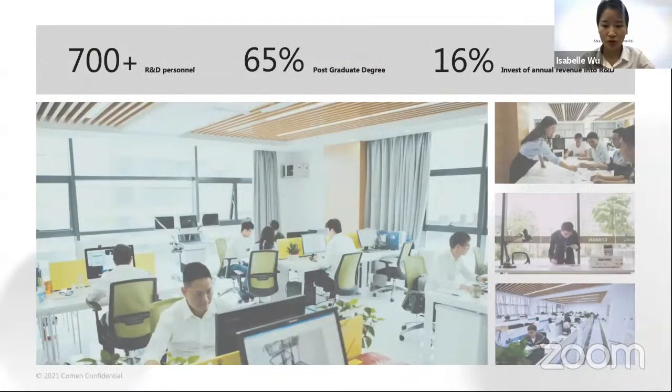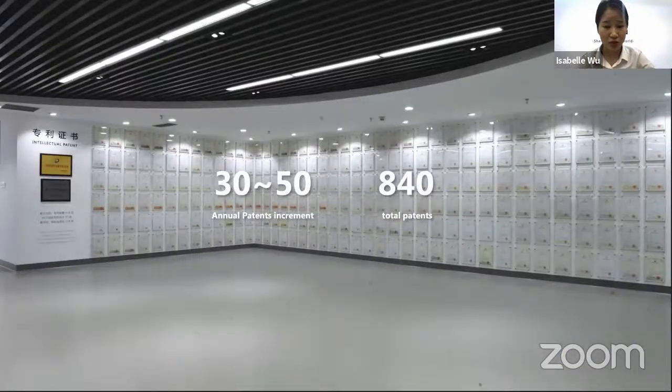In order to ensure the release of new products and the improvement of product quality, every year, Komen invests more than 16% of its annual revenue in research and development. There are more than 700 research and development specialists, and 65% of them have postgraduate degrees in the biomedical field. After years of research and development, Komen has over 840 patents and maintains an annual increment of 30 to 50.